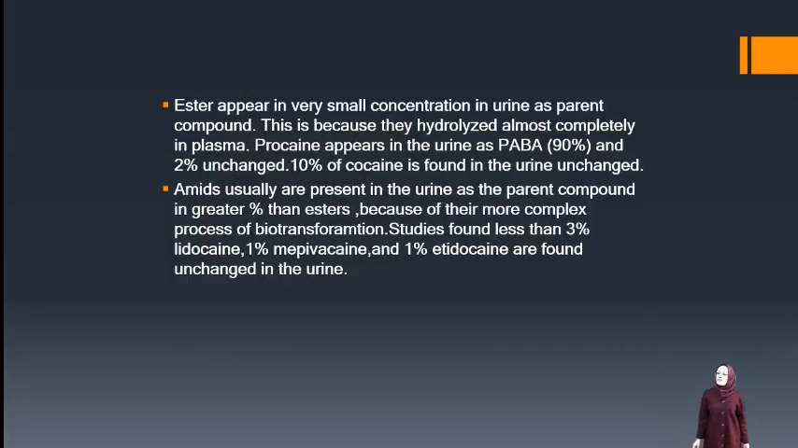Esters appear in very small concentration in the urine as a parent compound. This is because they hydrolyze almost completely in the plasma. Procaine appears in the urine as para-aminobenzoic acid, 90%, and 2% unchanged. 10% of the cocaine is found in the urine unchanged. Amides usually are present in the urine as a parent compound in a greater percent than esters because of their more complex process of biotransformation. Studies found less than 30% of lidocaine, 1% of bupivacaine, and 1% of etidocaine are found unchanged in the urine.